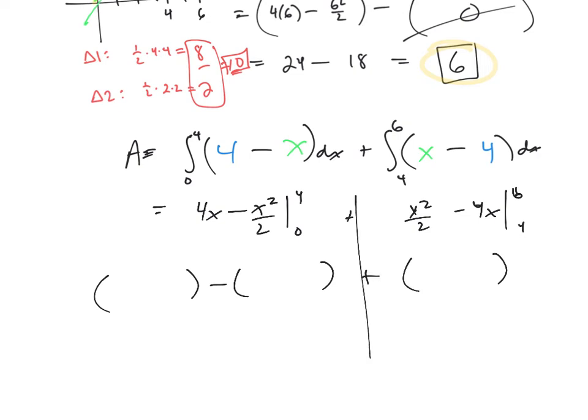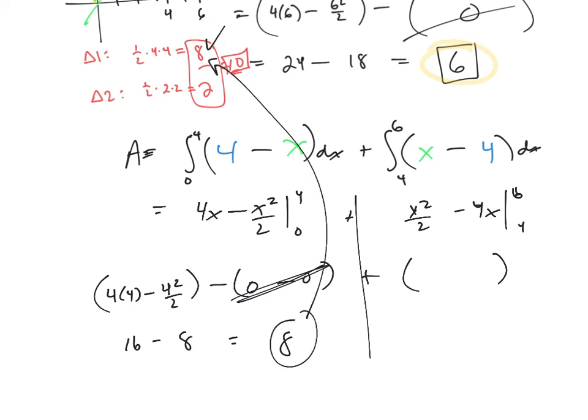So I'm going to do the first half first. Sometimes I just like to keep it separate so I don't mess anything up here. 4 times 4 minus 4 squared over 2, and then 0. 4 times 0 minus 0, so that's gone. So that's giving me 16 minus 16 divided by 2 is 8. So that first one I got an area of 8. Same thing we got with this triangle right here. So that's connecting with that.